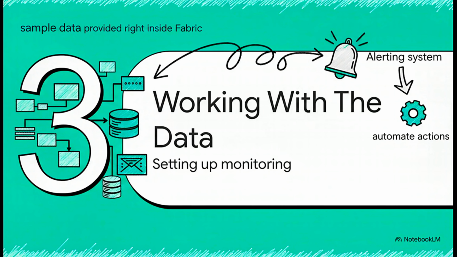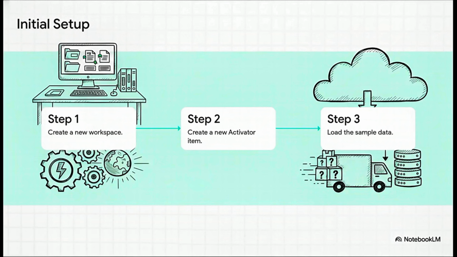All right, theory is great, but let's get our hands dirty. We are going to build out this entire alerting system from the ground up. And the best part, we're going to use sample data that's already right inside Fabric so you can see exactly how this whole thing works. So it's just 3 quick steps to get our environment ready to go. First, we'll spin up a new workspace to work in. Then, we'll add our Activator item. And finally, we'll load up that sample data that's going to pretend to be our packages out for delivery.